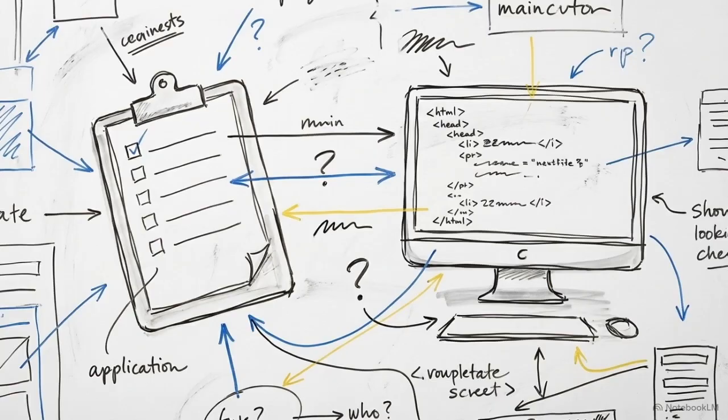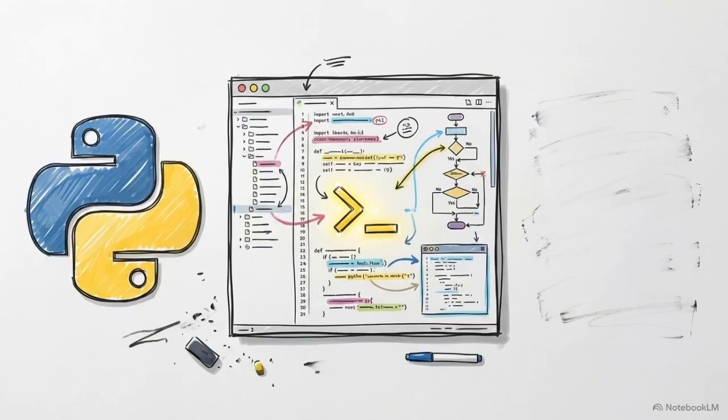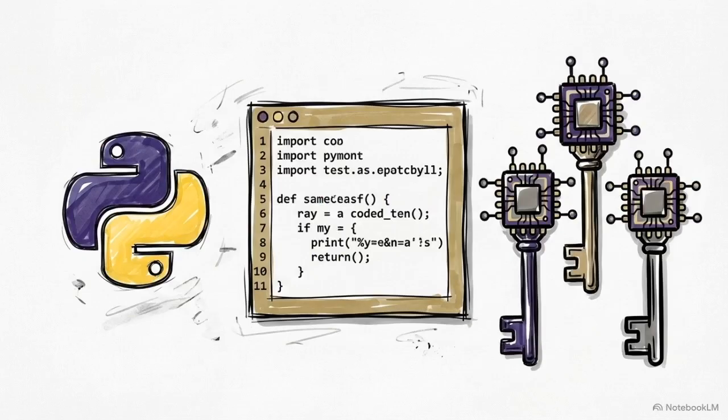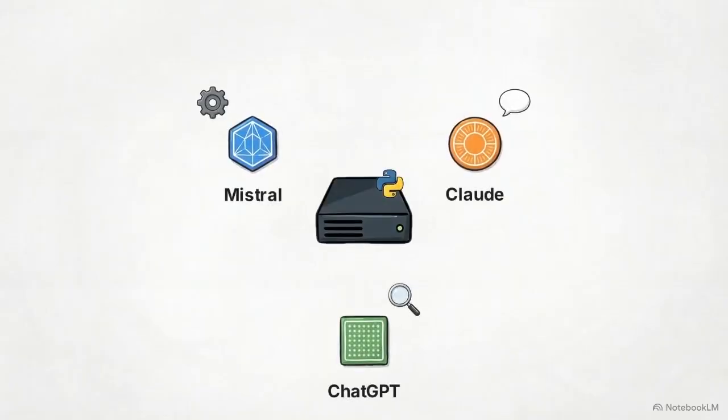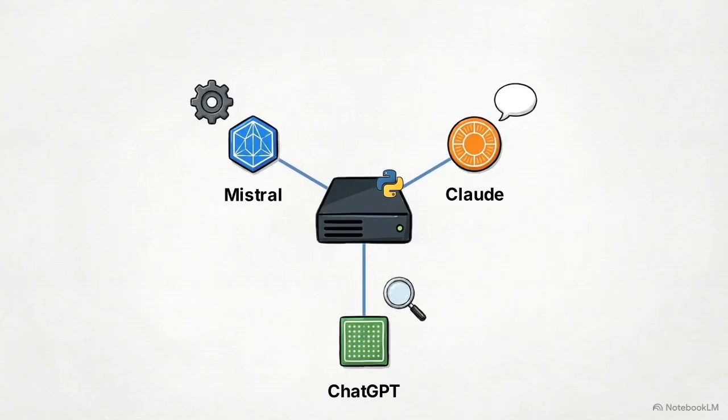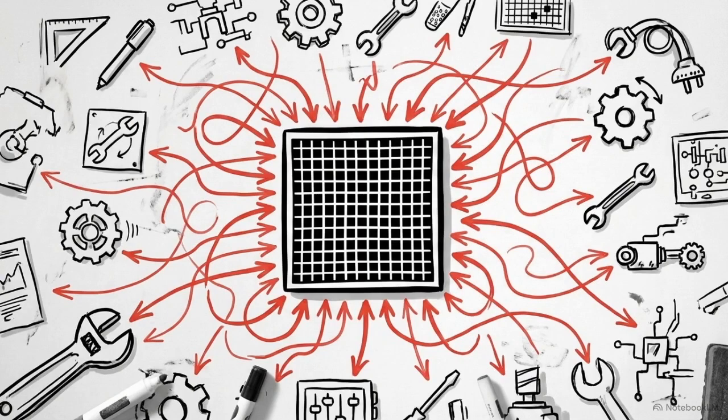Before we write our first line of code, let's verify our workspace. You will need Python 3.9 or higher installed, a code editor with terminal access, and active API keys for Mistral, Anthropic, and OpenAI. In modern AI development, orchestrating specialized models through a central hub leads to more accurate results than forcing a single model to handle every variety of input.